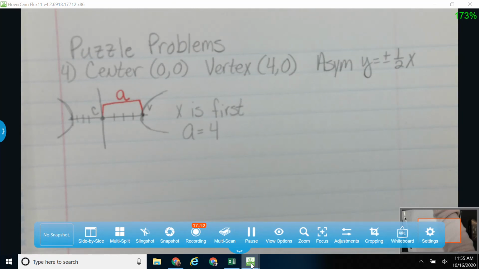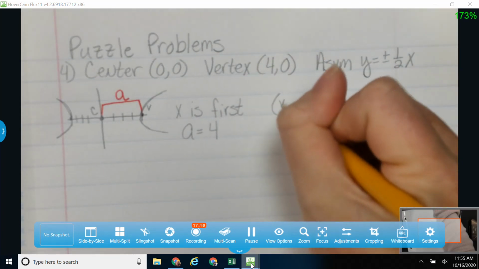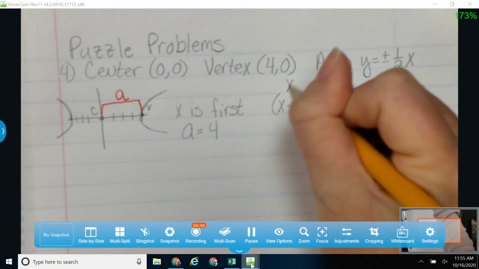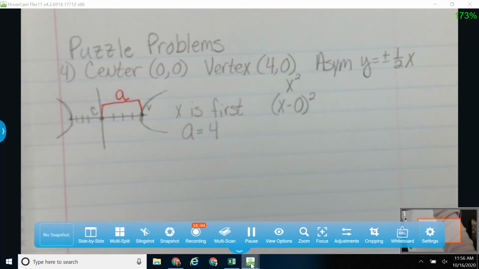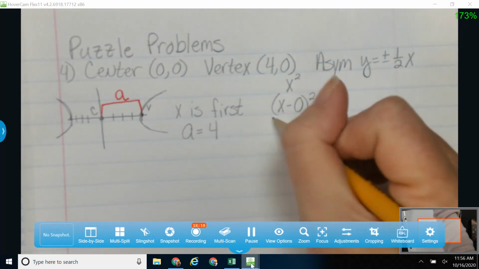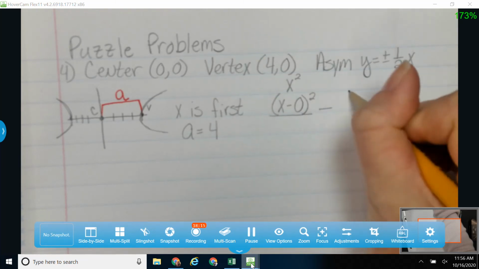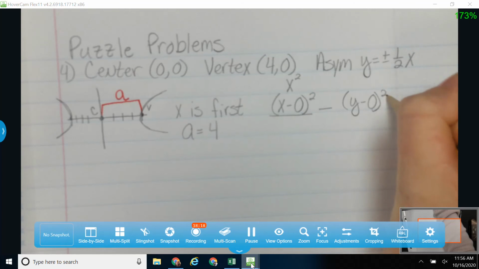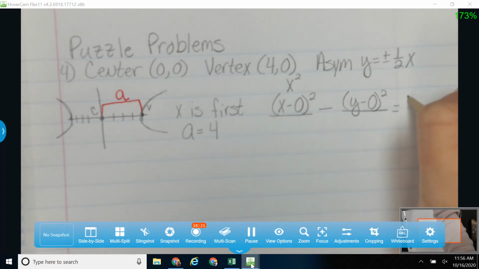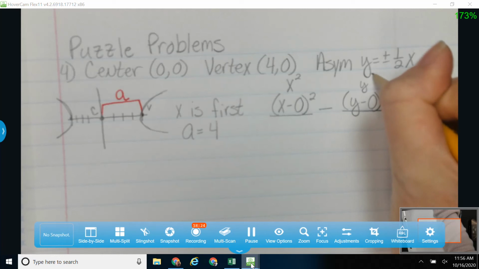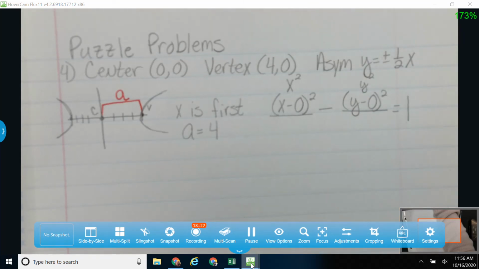Because we're working at a center point of 0, 0, I would either take the answer as being x minus 0 squared or just x squared. Either way is fine with me. But I know x is first, so I'm going to have x minus 0 squared over something, I'll come back to that, and y minus 0 squared over something, which is equal to 1. If you want to just write this as y squared, that's okay too, but if you want to see the pattern of that center point, you could write in the 0, 0s. It's completely your choice.